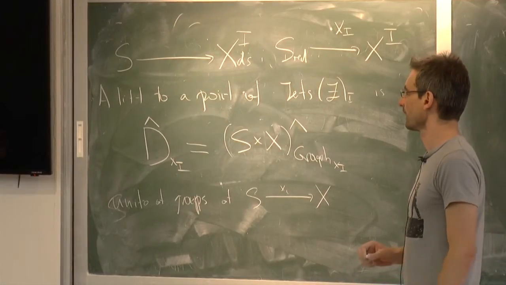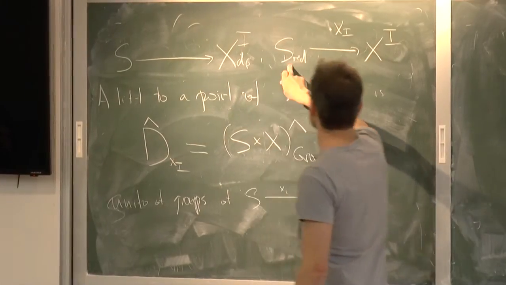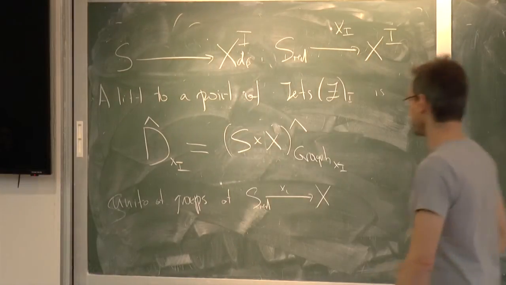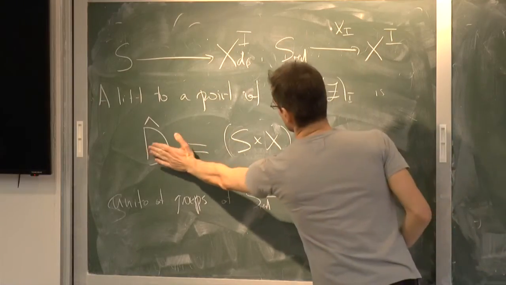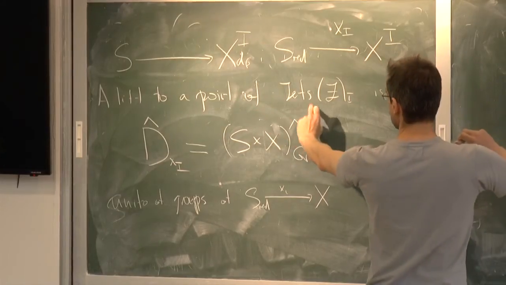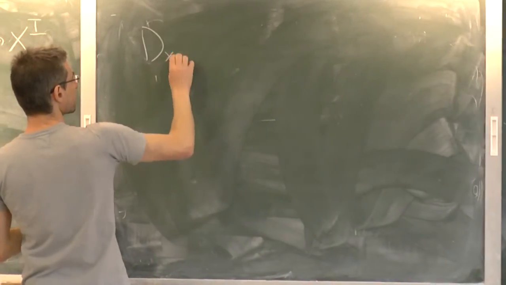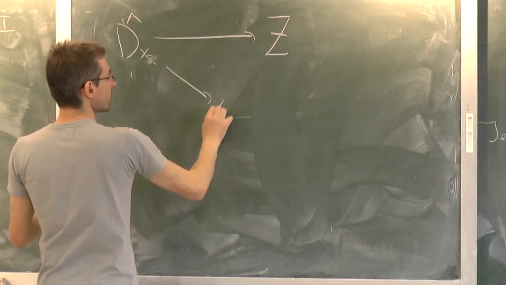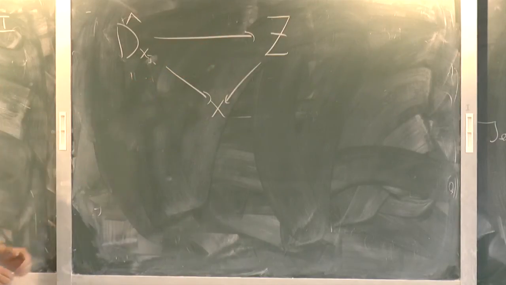X to X^I. X to X^I derived is the same as the map from S reduced. No, it's okay. I thought it was S. Okay. So I have this formal scheme, and a datum of the lift to a point of these jets is just you lift it. So you map this formal disk to Z.